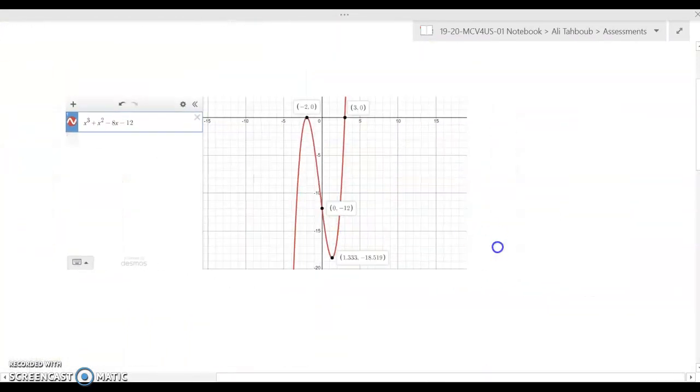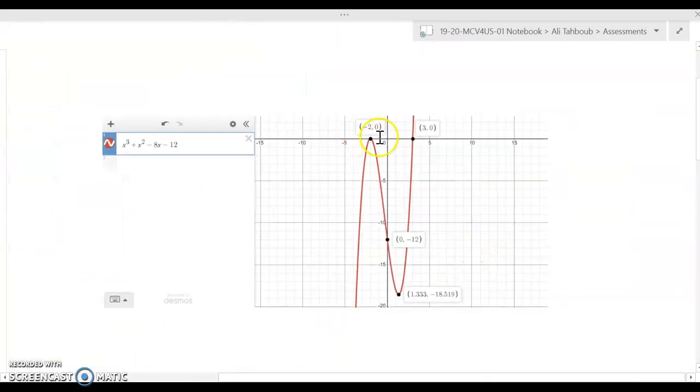And then we can see this on our graph in Desmos. It can keep going all the way to the right. As x approaches the infinities, it will go all the way up to the right to infinity, and as x approaches negative infinity, the y values will go down to negative infinity.